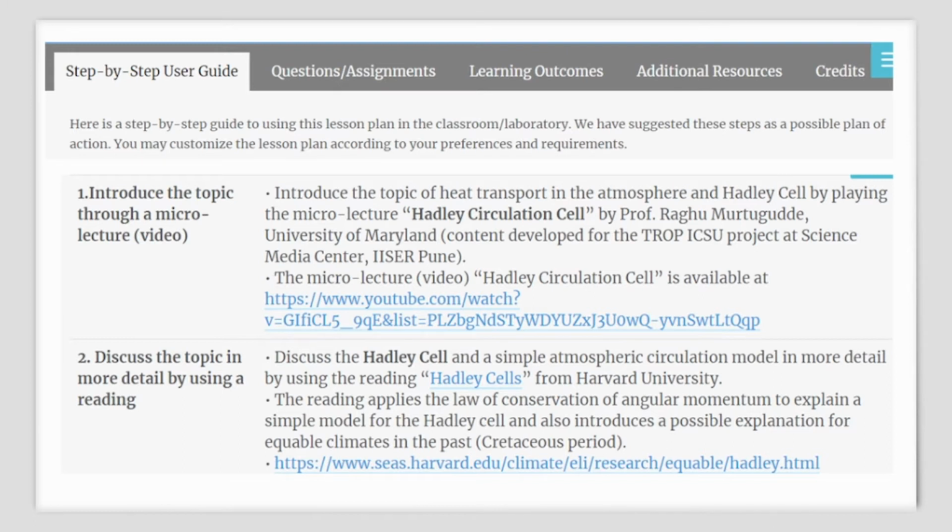Next, discuss this topic in more detail using the reading provided. This reading, titled Hadley Cells, is from Harvard University. This reading applies the law of conservation of angular momentum to explain a simple model for the Hadley cell, and it also introduces a possible explanation for equable climates in the past.